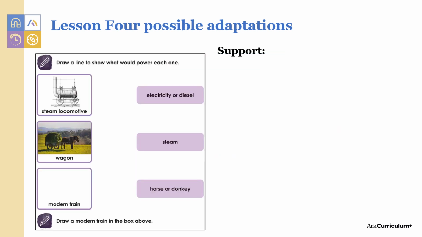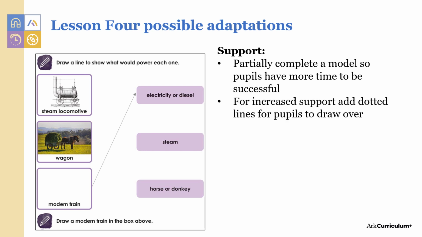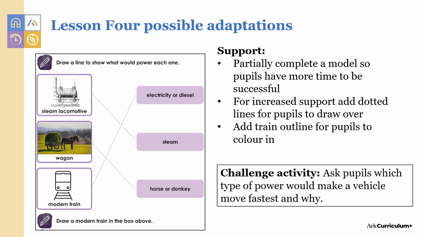In lesson 4, pupils need to draw a line to match the image to what powers them. Then they need to draw a modern train in the empty box. Support pupils by partially completing as a model so pupils have more time to be successful. And for increased support, you could add dotted lines for pupils to draw over. You could also add the train outlines for pupils to colour in. Challenge: ask pupils which type of power would make a vehicle move fastest and why.